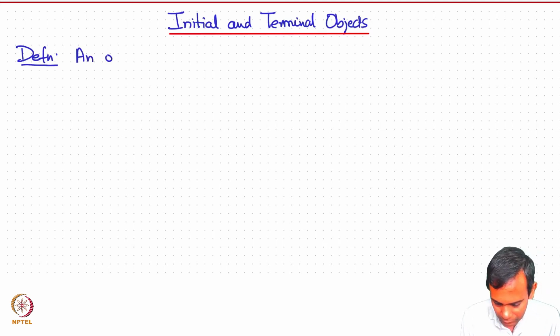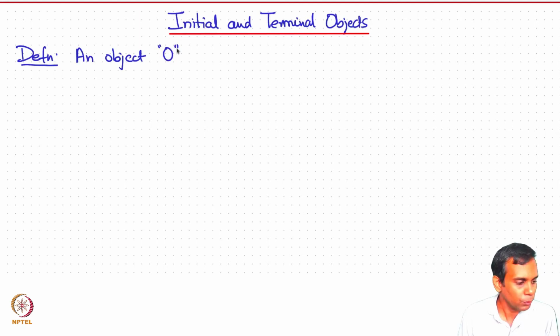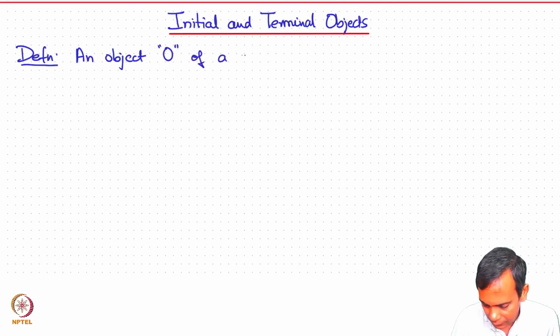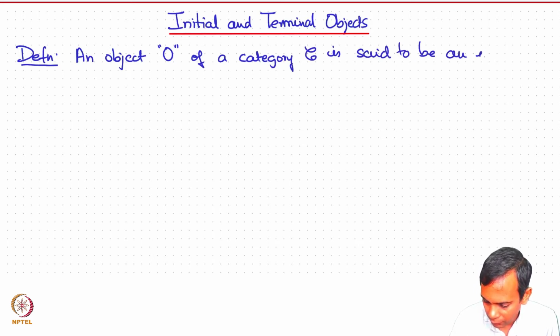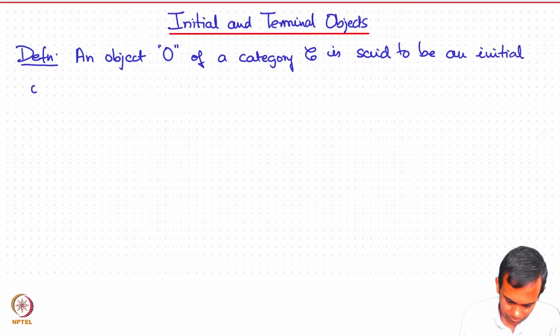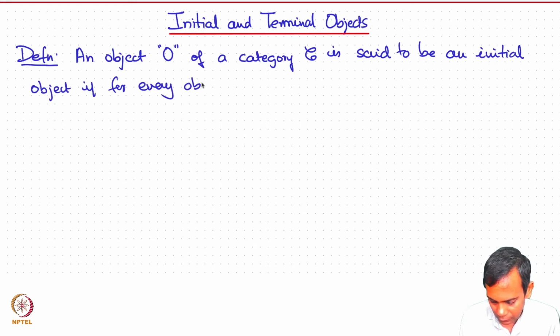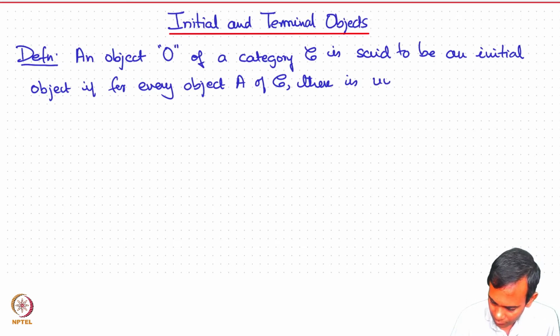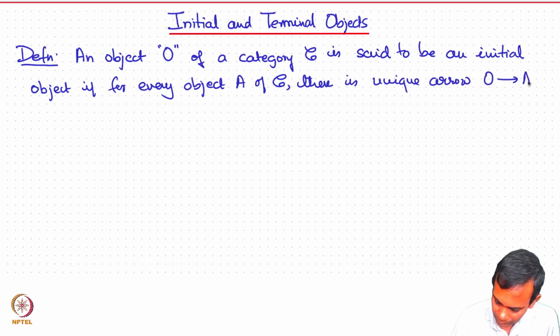An object 0, so usually we denote initial objects by 0, of a category C is said to be an initial object if for every object A of C there is a unique arrow from 0 to A.